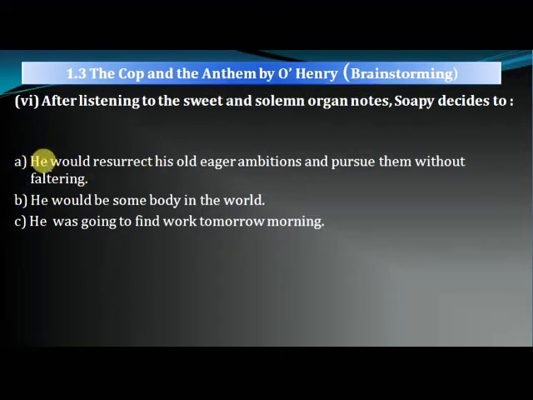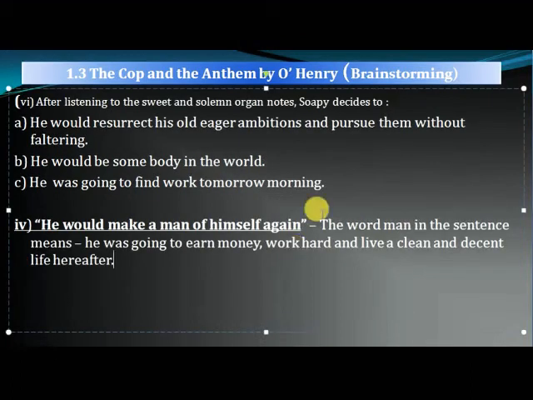So it was A, he would resurrect his old eager ambitions and pursue them without faltering. Second, he would be somebody in the world. And third, he was going to find work tomorrow morning and he was going to earn money. So the activity question which was missed was the fourth one. This is the A2 fourth one. He would make a man of himself again.